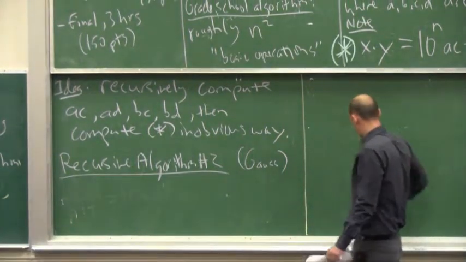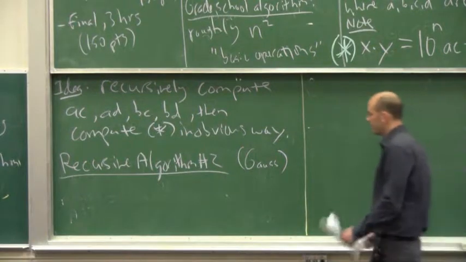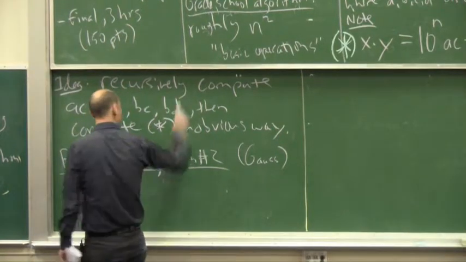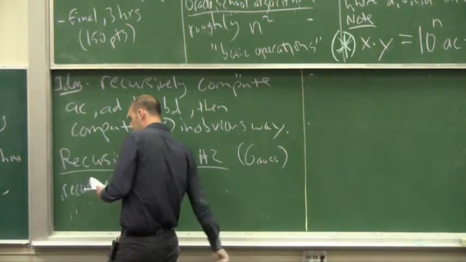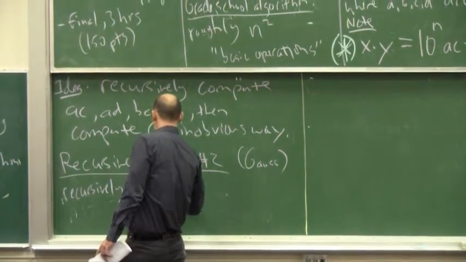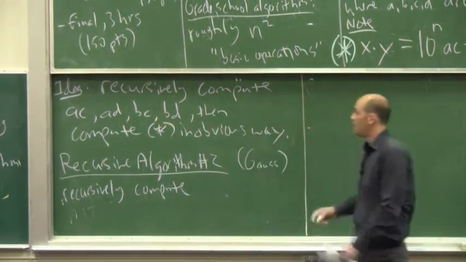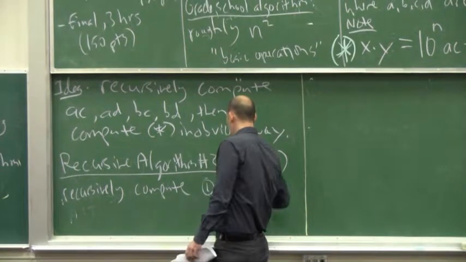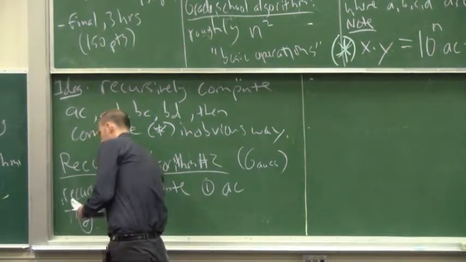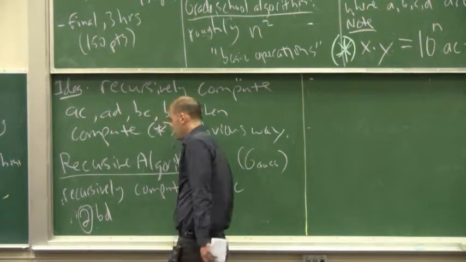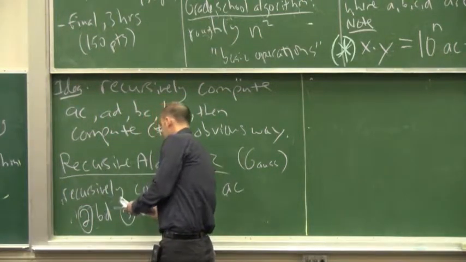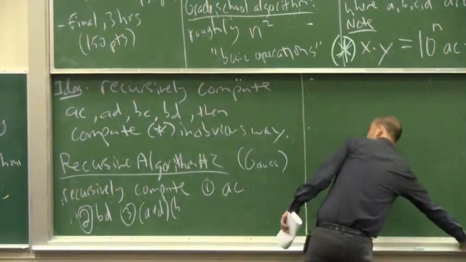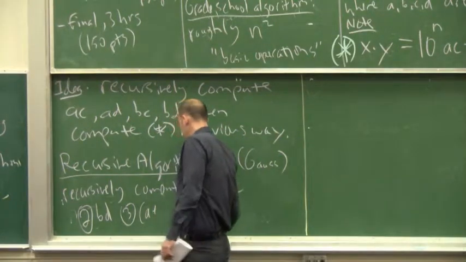So what was Gauss's trick, Gauss's idea? Here's the idea. So again, use this expression star and recursively compute 3 things. Notice here we have 3 recursive calls. So compute, first of all, AC as before. Compute BD as before. And now compute something kind of weird: A plus B quantity times C plus D quantity.